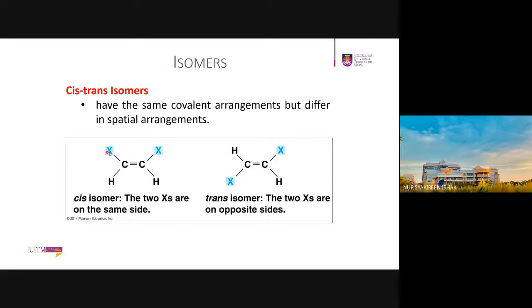So for cis, they are on the same side. As for the trans isomers, they are on the opposite side. For example, here you can place a hydroxyl group, and this one is also a hydroxyl group. So that is trans isomers, opposite side. Cis isomers, they are on the same side.